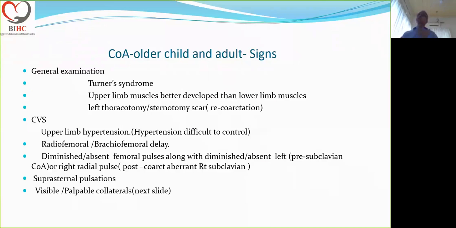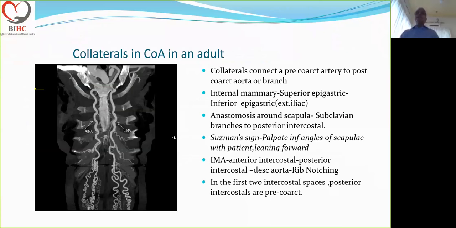You may see prominent suprasternal pulsations because the ascending aorta is dilated, and visible or palpable collaterals. This is a CT angio image of one of the patients which I have treated. What this shows is a prominent right internal mammary artery and left internal mammary artery. As the internal mammary artery comes down, it divides into the superior epigastric and the musculophrenic. The inferior epigastric is a branch of the external iliac. The superior epigastric will come and anastomose with the inferior epigastric, which is from the external iliac.